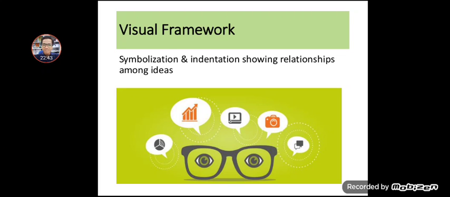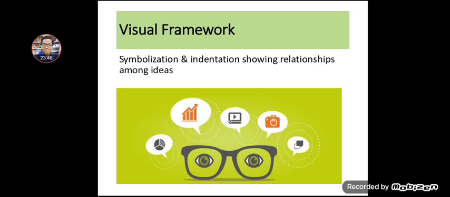Next is related to the conception of visual framework in outline. In any outline of speakers, we always have symbolization and also indentation in order to show relationships among ideas. Symbolization and indentation is a process of putting marks at which part you want to deliver your main points and its subsequent points, and at which part you need to do the transition to the next main points and its subsequent points. So symbolization and indentation show the relationships among the different ideas that we have in our public speaking session.